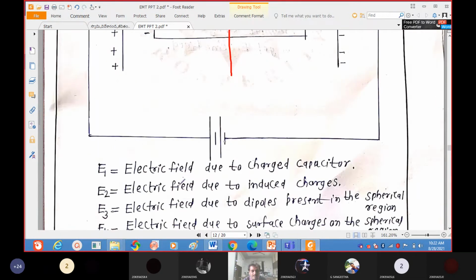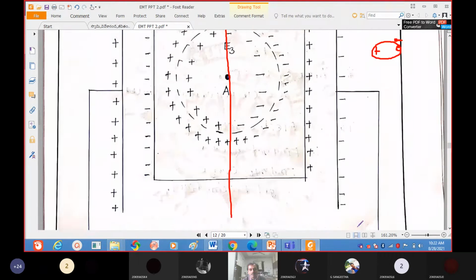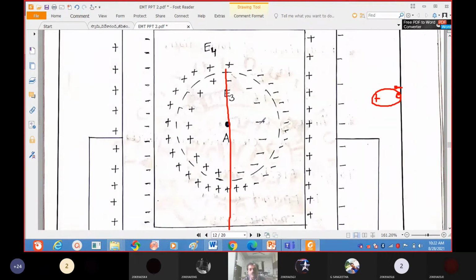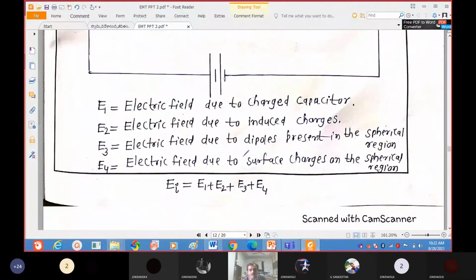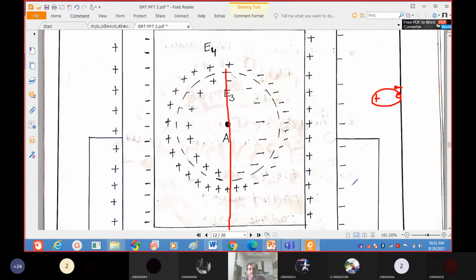Next, E3 is the electric field due to the dipoles present in the spherical region. We are just assuming that inside that spherical region there will be many atoms, and due to those atoms there will be some electric field. That electric field is E3. Now E4 is the electric field due to the surface charge on the spherical region. On the surface of the spherical region, there will be many atoms.